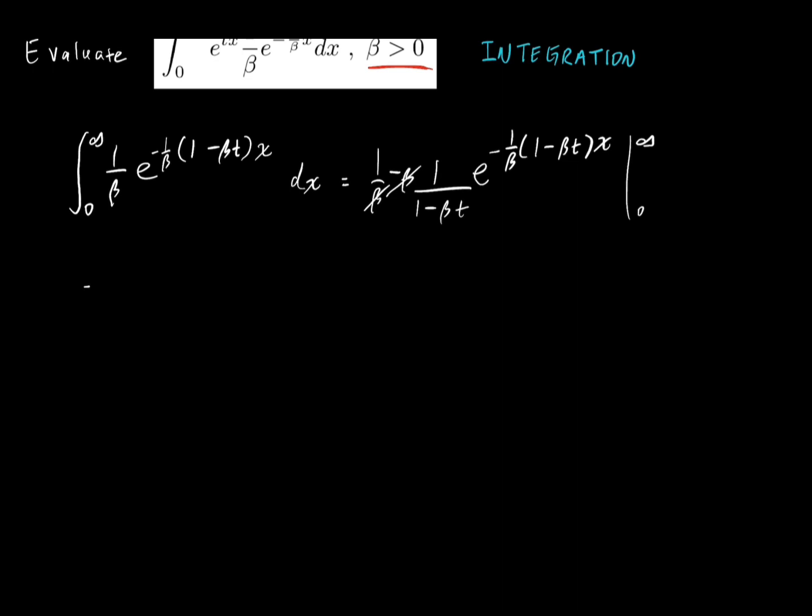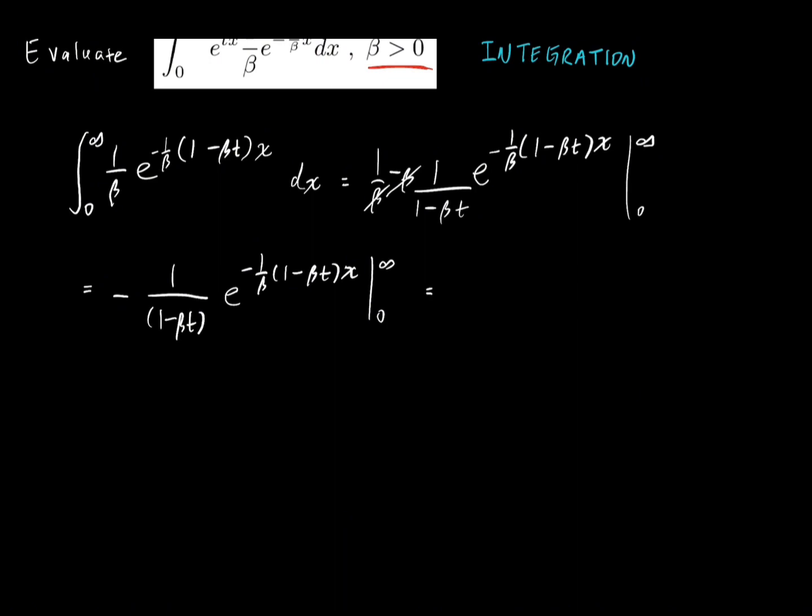Okay, so it's an improper integral, but it's definite. So we'll have minus 1 over 1 minus beta t times this thing right here, e to the power of minus 1 over beta, 1 minus beta t, x, from 0 to infinity as our limits.